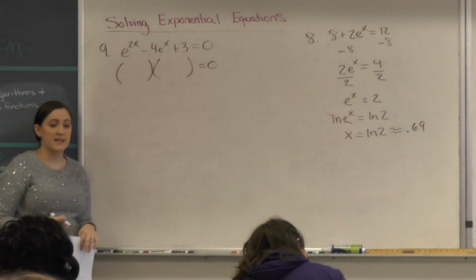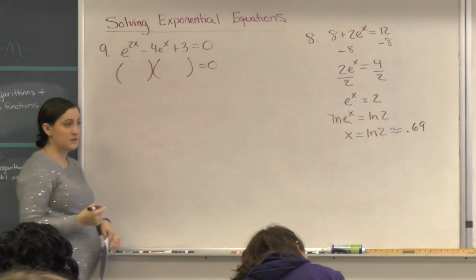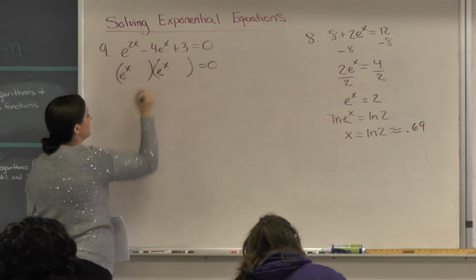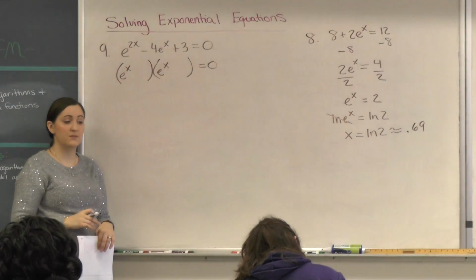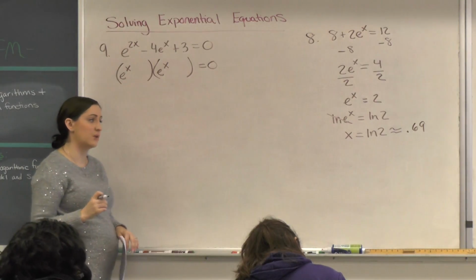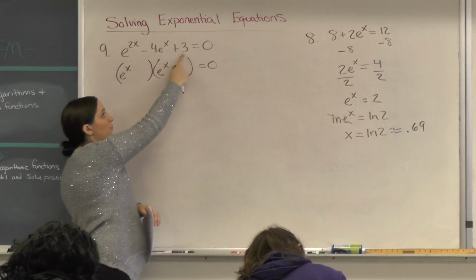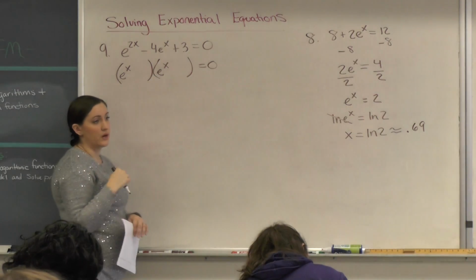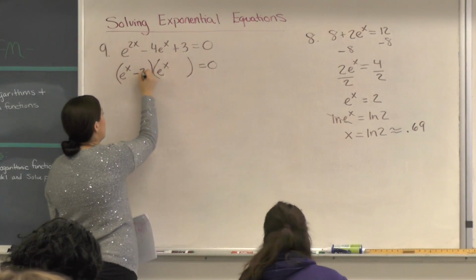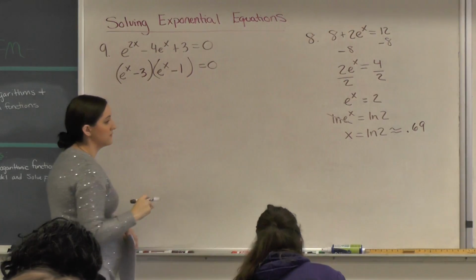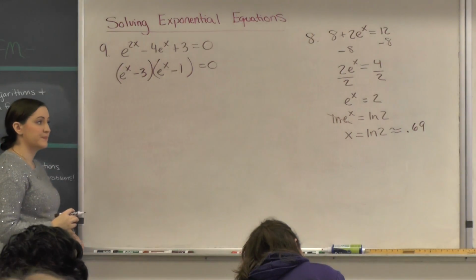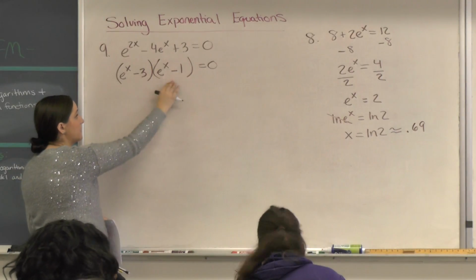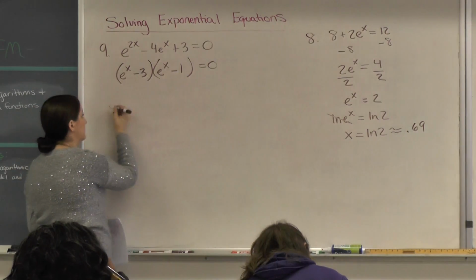Okay, so draw your two sets of parentheses. You're going to have an e to the power x in both. And remember, we're going to treat this just like a quadratic equation. So what are the factors of 3 that when I add them together give me negative 4? Negative 3, negative 1. Okay? So now that I have it factored, I can set each one of these factors equal to 0.